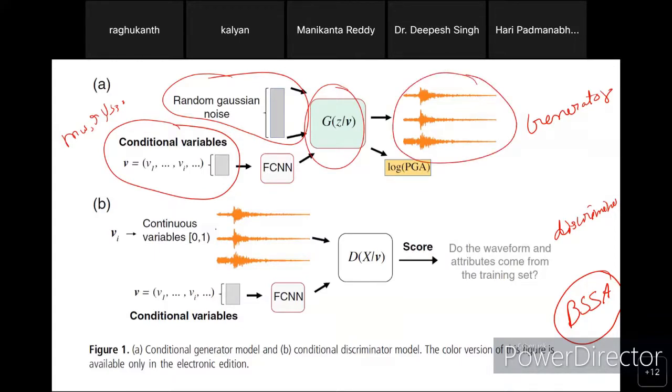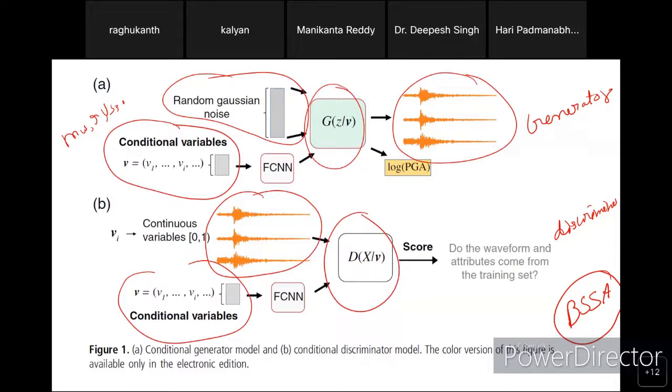Now these time histories, along with the conditional variables, you give as input to the discriminator network, which tries to find out whether the waveform and attributes come from the training set. The original accelerograms have a probability density; are the two probability densities more or less similar or different? If not, it goes back and says it is fake, and then you refine. You do this in an iterative fashion, such that finally your network will be able to generate the real earthquake data itself. This is what we call generative adversarial networks.